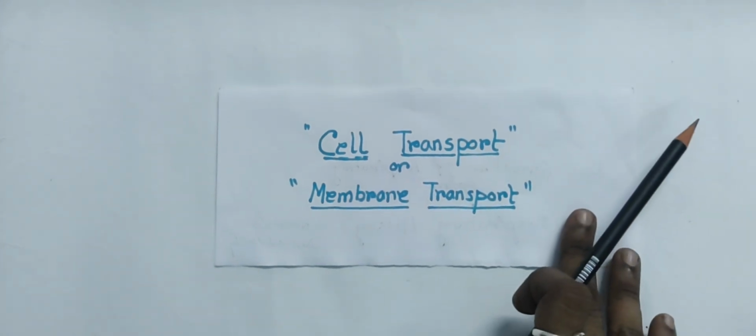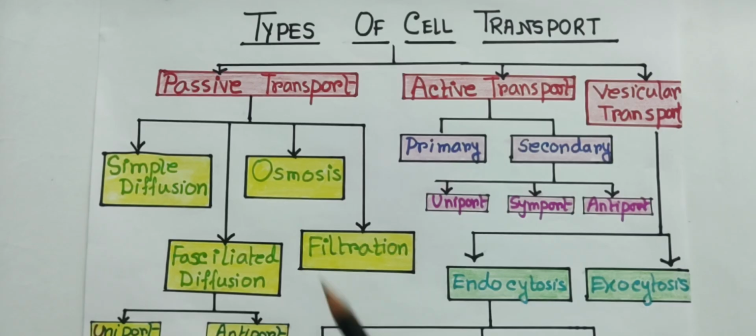Today I am going to start a very relevant topic which is commonly used in biology. So the topic for today is cell transport, or better we can say membrane transport. How things move in or out of the cell through the cell membrane, that is actually cell transport or membrane transport. So let's start with its types.